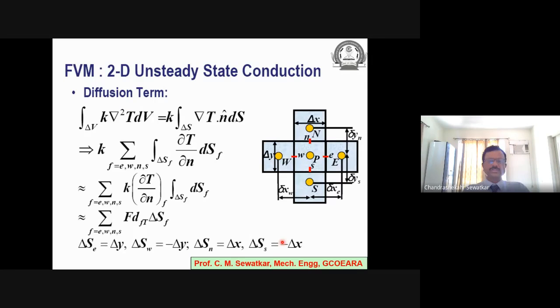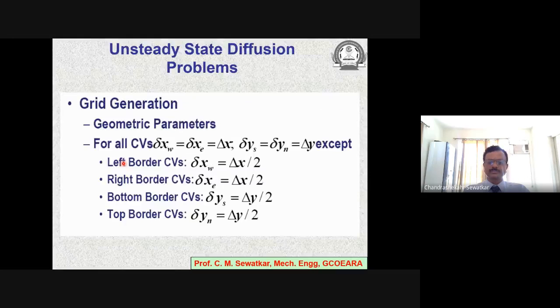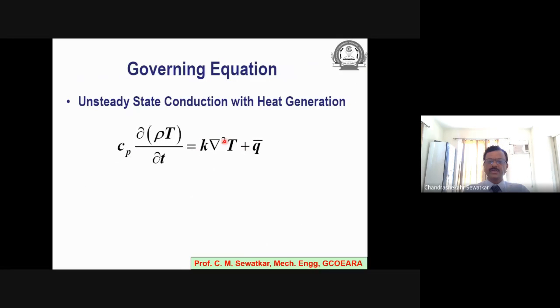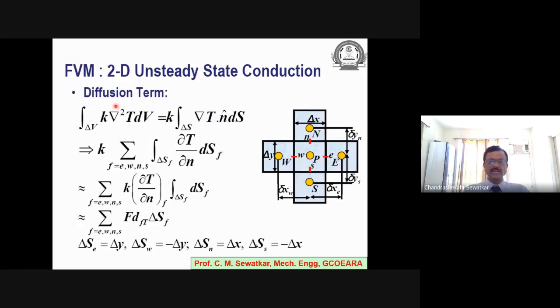Again, let us go to the second term. The second term in the equation is k grad square T. If it is a Cartesian coordinate system, grad square T is del 2T by del x square plus del 2T by del y square. Now this has to be discretized, k grad square T. So we'll pick up this term. We'll make its exact representation for small control volume represented by P.